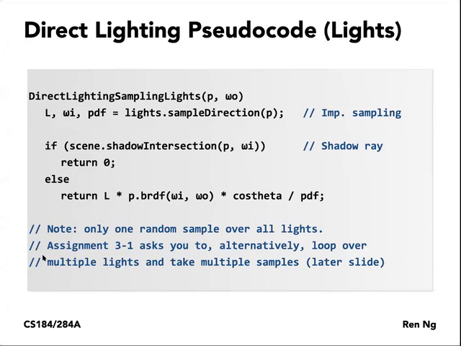There's a little comment here. It says, note, this particular pseudocode takes one random sample over all the lights, right? It goes to the lights here and then says, give me one random sample location. In assignment 3.1, we're going to ask you to do something a bit different. We're going to ask you to loop over multiple lights and take multiple samples. I have a later slide to comment on that, okay? But both of these will be unbiased estimates. This is taking one random sample. You'll take multiple samples over the surfaces of all the lights.